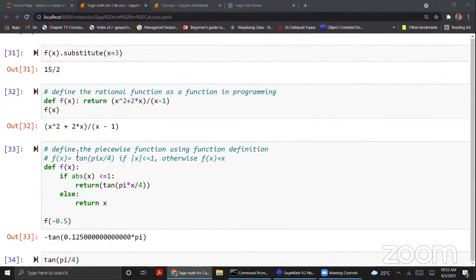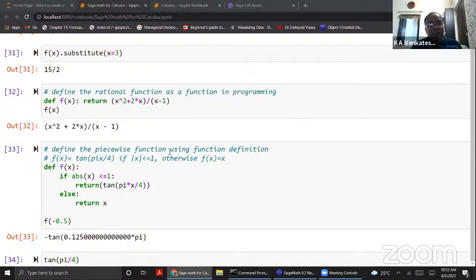Now the same thing I'm talking about. Define a piecewise function: f of x is given by tan pi x by 4 if x is less than or equal to 1, otherwise f of x is x. So how to define it, as I said: here you can see the absolute value of x, which is known to us when the syntax says abs of x. So less than or equal to 1, return pi x by 4. Whenever you say pi, in the natural language way of writing it, star x by 4, otherwise return x. If you compute it, it is going to give this.